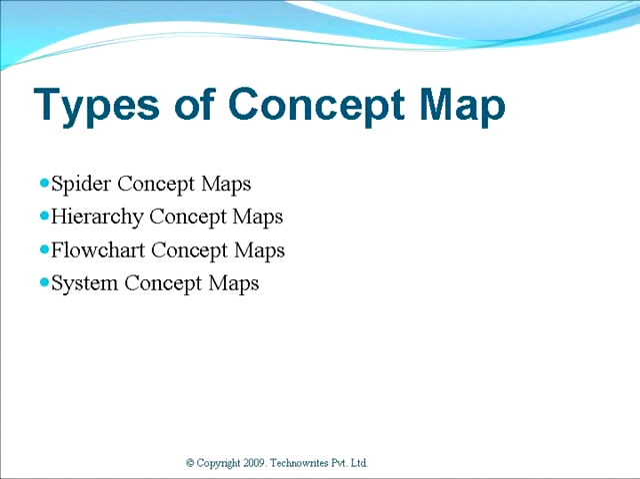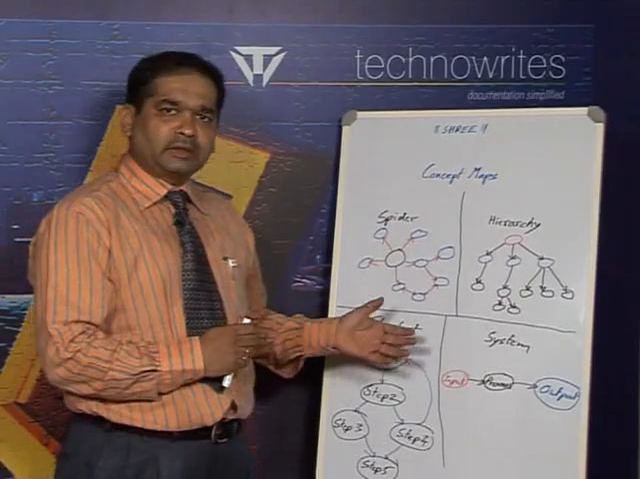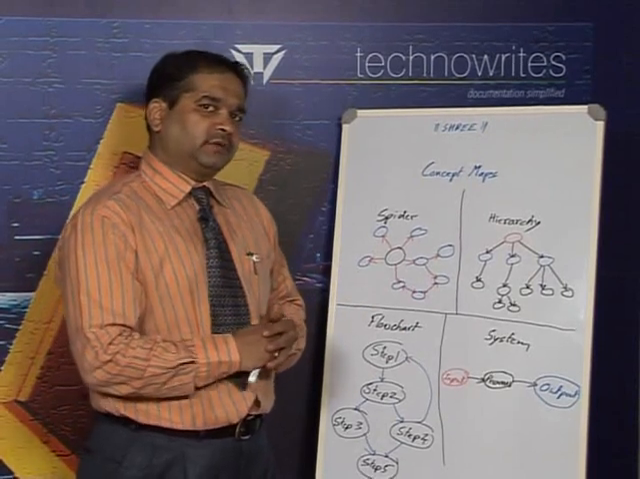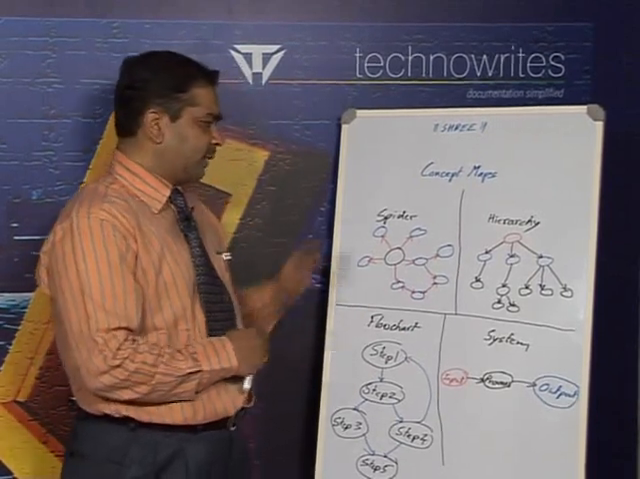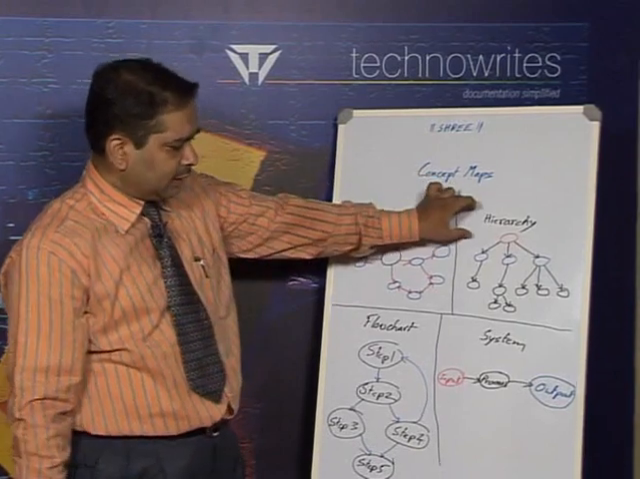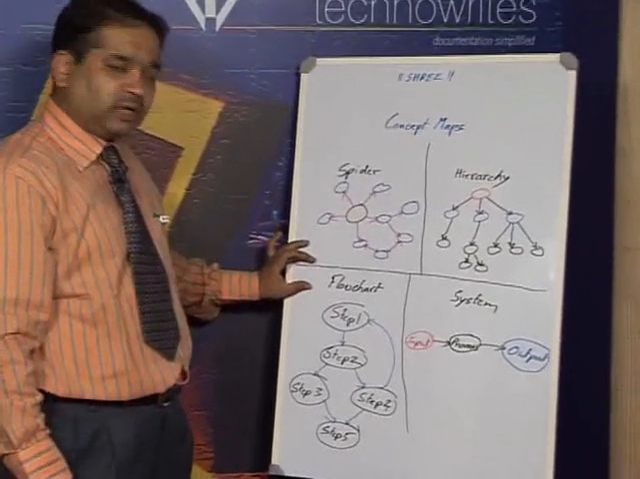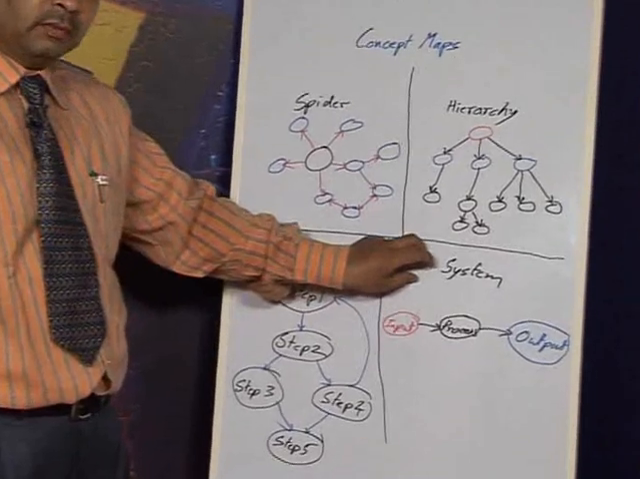Let's quickly take a look at the different types of concept maps. First is the spider concept map. Then we have the hierarchy concept map. Then we have the flowchart concept map. And finally we have the system concept map. Let's draw each one of them on the board here and then look at them together. Let's look at the 4 types of concept maps that we just mentioned. We have got spider, then we have got hierarchy, we have got flowchart, and then we have got system.